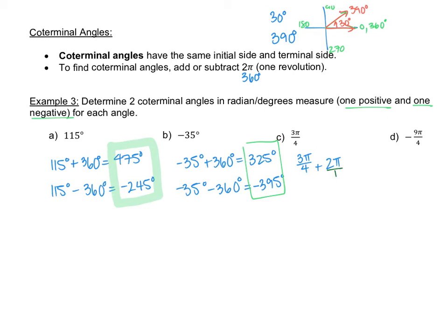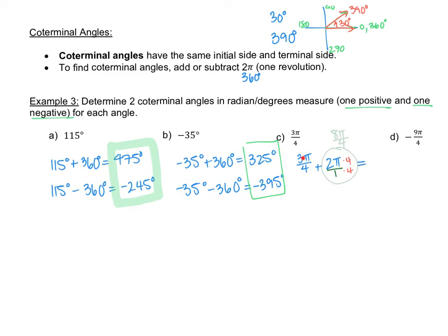I can always put something over 1 and make it a fraction. And if I want this 2 pi to have the same denominator, this is a 4, so I can make this a 4 if I multiply the top and bottom by 4. So if I multiply the top and bottom by 4, this fraction ends up being 8 pi over 4.